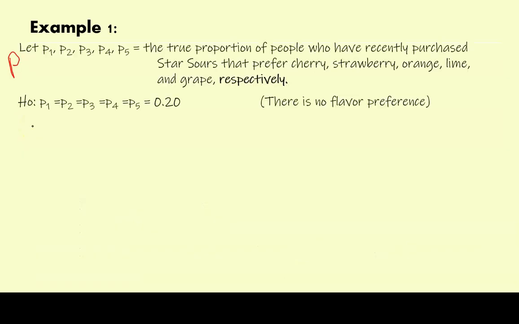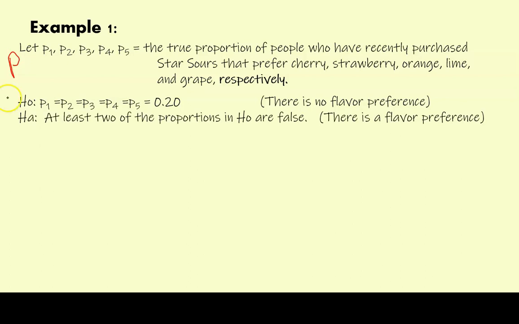The second thing I'm going to do is state my hypotheses. So I have two hypotheses in this case, okay? My null hypothesis is that there's no flavor preference, which means that the proportion for each of these flavors is equal. And since there are 5 flavors, that's 1 out of 5 or 20%. And yes, you could just say 1 out of 5 there if you want instead of 0.20. My alternate hypothesis is that there is a flavor preference, which means that at least 2 of the proportions in that null hypothesis are false.